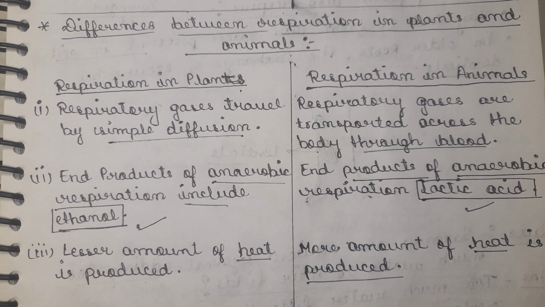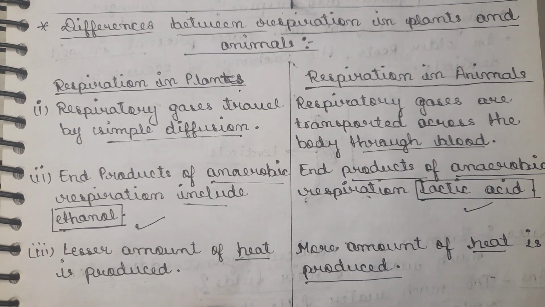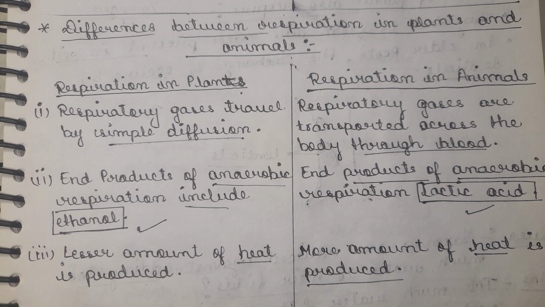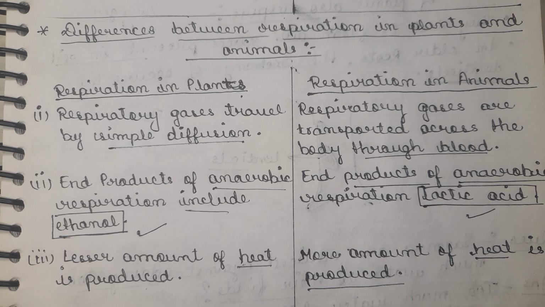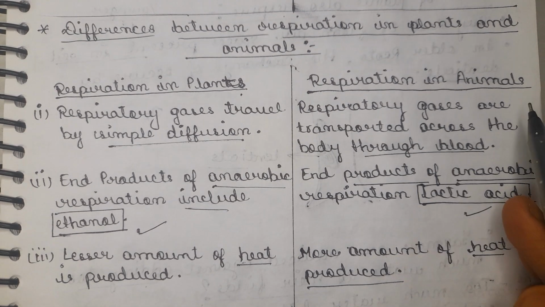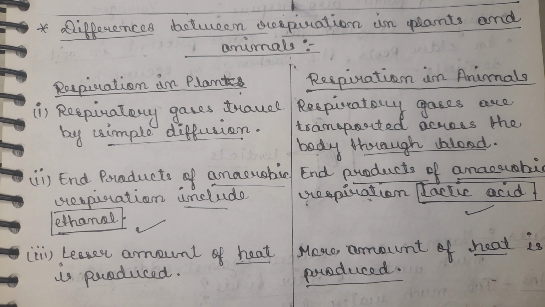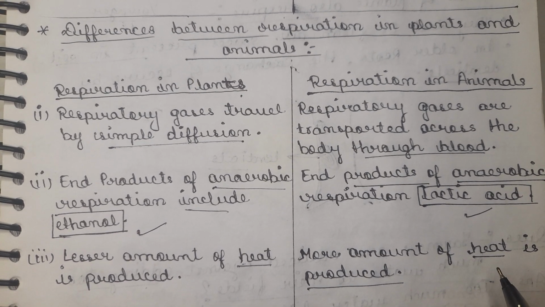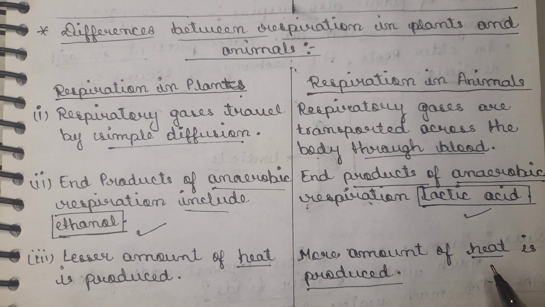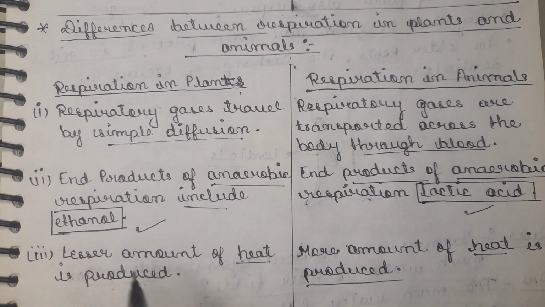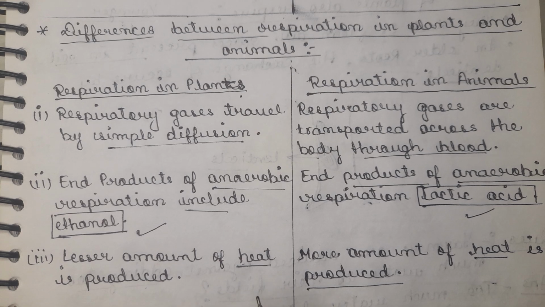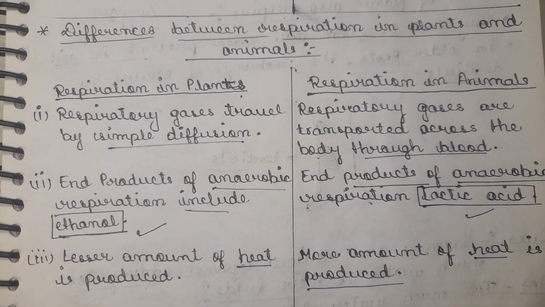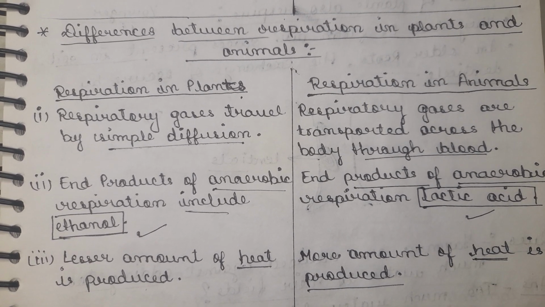If you try to understand, in the case of respiration in plants, we have already seen that a plant doesn't move from one place to another by itself, so it doesn't require any large amount of energy to do so. But in animals or human beings, we all need a high amount of energy to move from one place to another. So plants produce a lesser amount of heat, but in animals or human beings, the energy is produced in large quantities.